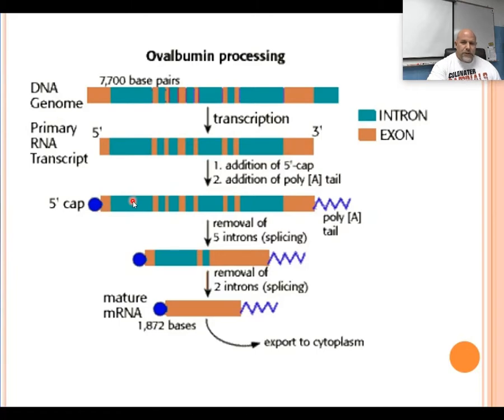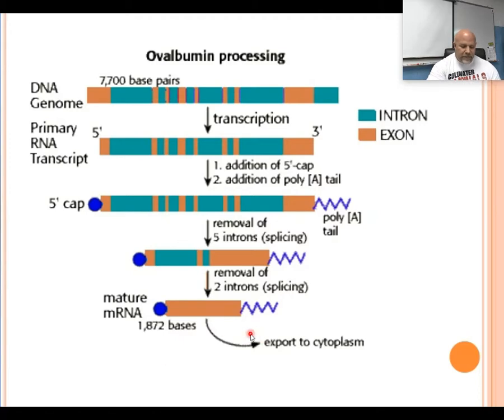So in order to finish off this process of making this primary transcript into our final transcript, we have to remove the introns. That's the turquoise colored things here. And you have to get down to this final transcript. This is what would be exported into the cytoplasm to actually make our protein. This is what we call a mature messenger RNA. Notice it's quite a bit smaller. So we had 7,700, now we're down to 1,800 base pairs.